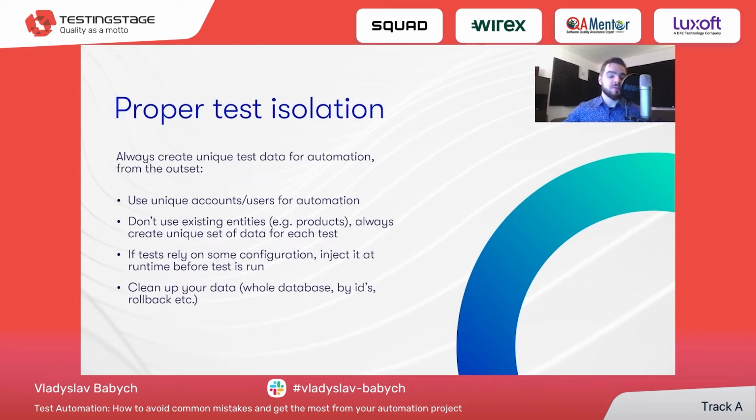If tests rely on some configuration, for example, in the previous example we had the loyalty points payment, inject it at runtime before the test is run. And of course, clean up your data. You can clean up the whole database after the test run. You can clean up by some IDs. You can use rollback. There are many different ways to do that, but the concept is the same.